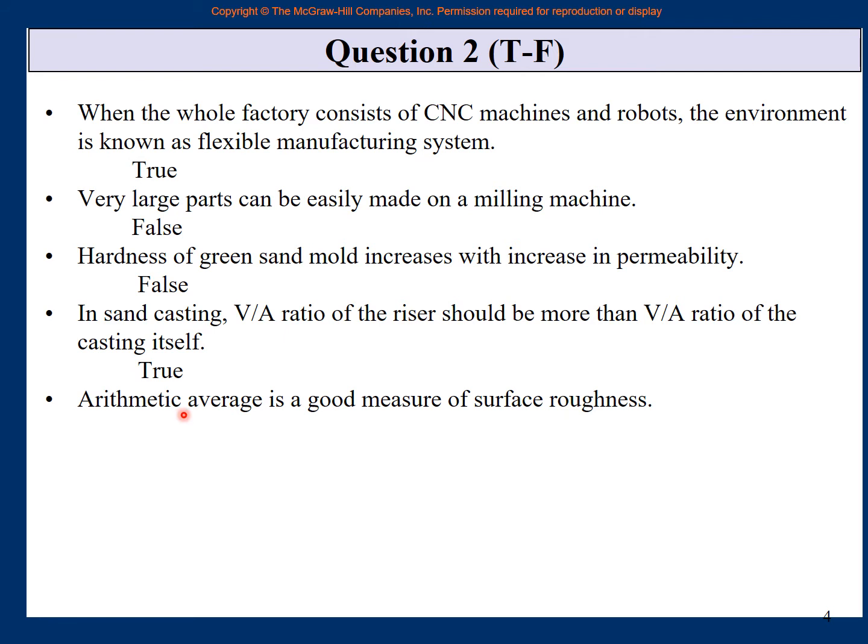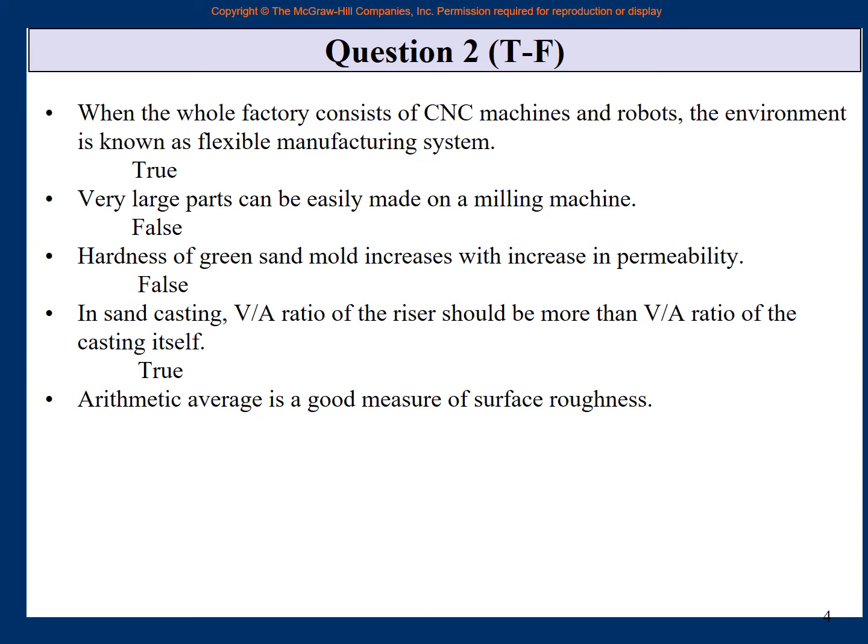Arithmetic average is a good measure of surface roughness. Again, what do you think? Arithmetic average is, you see, the surface is there, some roughnesses are above it and some are below it because of scratches and so on. So whenever a roughness is above the mean, it is plus. Whenever a roughness is below the actual surface line, it is minus. If you directly add these plus minus, there are lots of roughnesses, but the result may be a very small number or even zero. So this arithmetic average is definitely a very bad system.